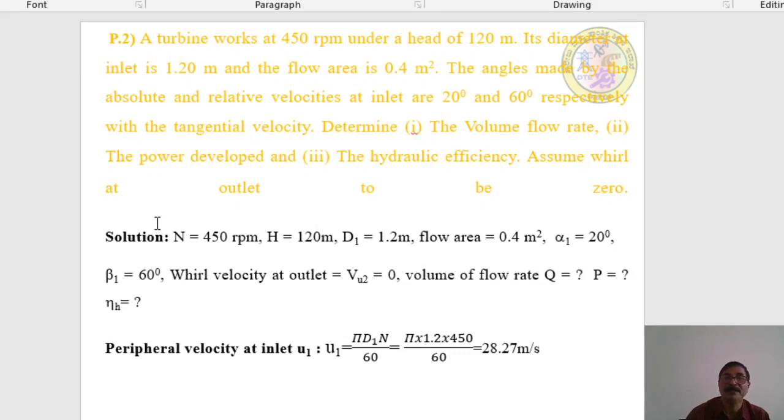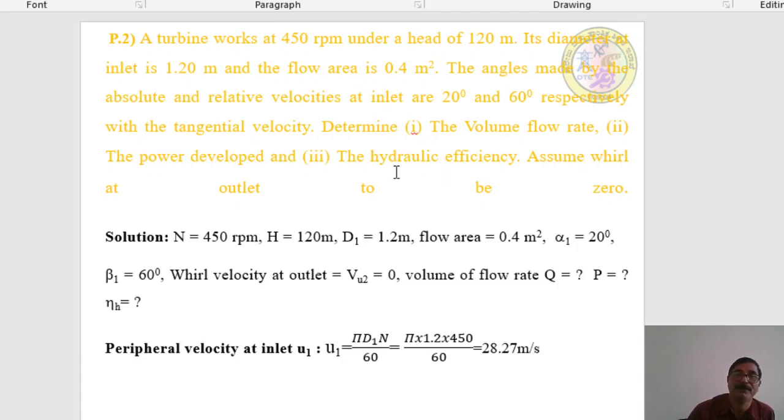A turbine works at 450 rpm under a head of 120 meters. Its diameter at the inlet is 1.2 meters and the flow area is 0.4 meters square. The angles made by the absolute and relative velocities at the inlet are 20 degree and 60 degree respectively with the tangential velocity. Determine volume flow rate, second one is power developed, third one is hydraulic efficiency. Assume whirl at the outlet to be zero. That is, it exits axially at the center of the turbine. Then only the outlet whirl velocity is zero.